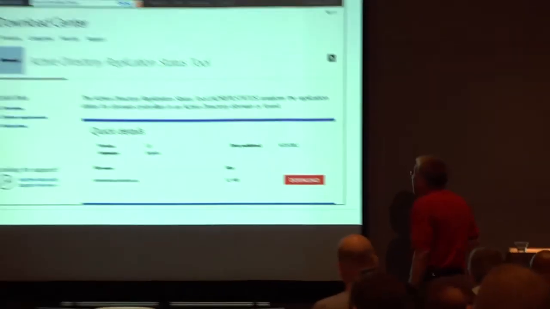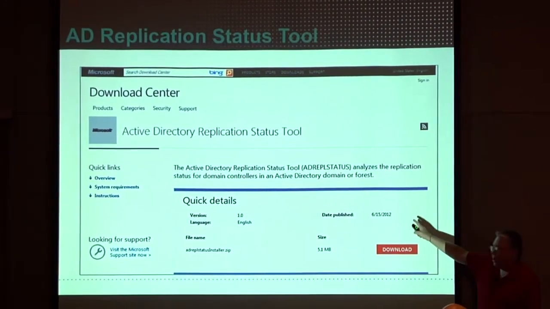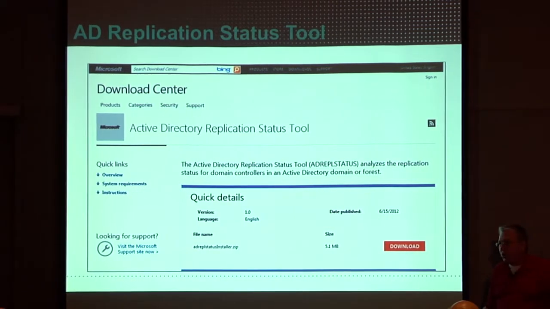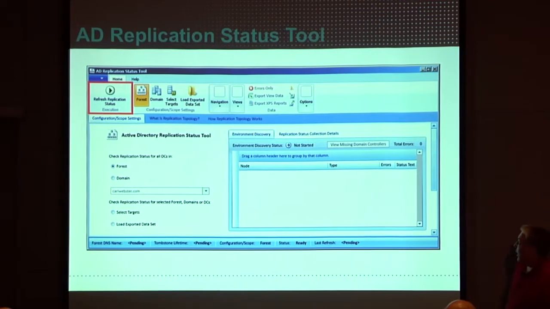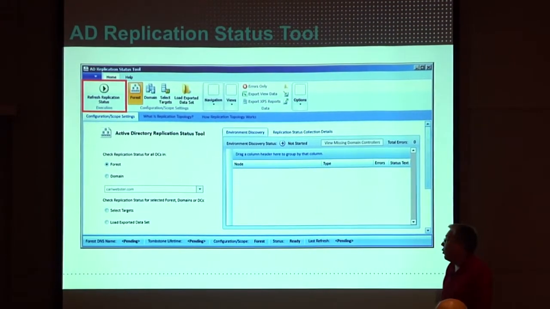All right. The MVPs wanted me to show you this new tool. It was just released on June 15th. The Active Directory Replication Status Tool. Essentially, download it, install it, and then by default, it's going to check the replication in your forest.